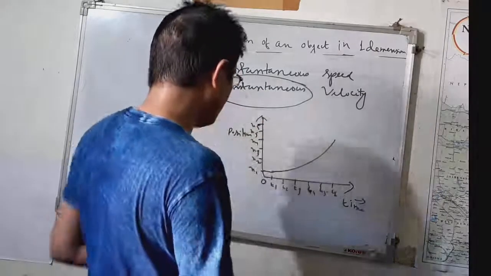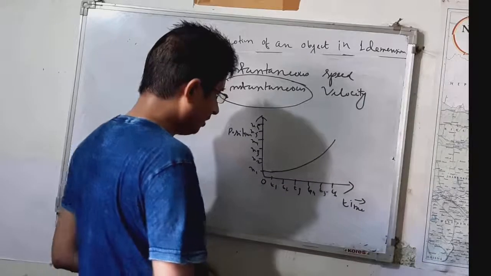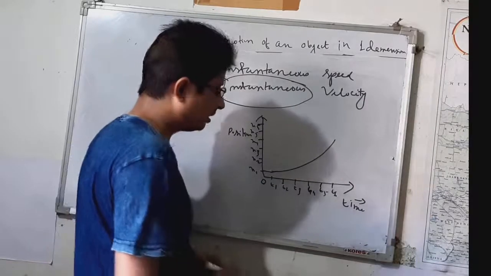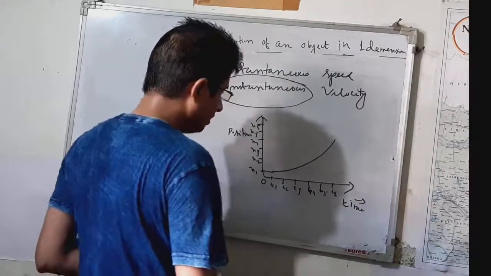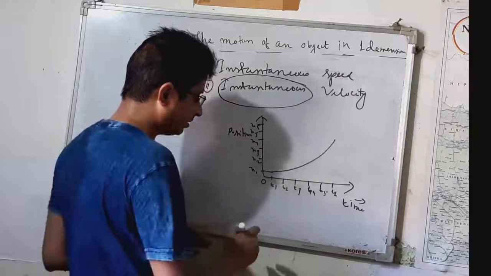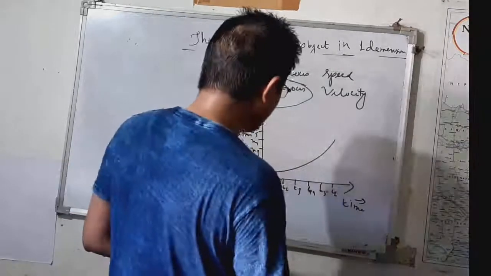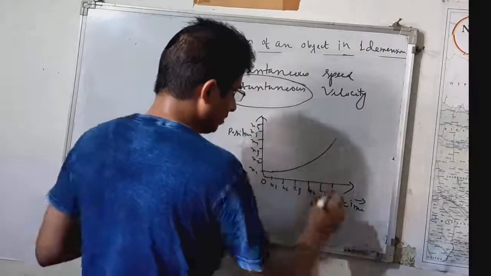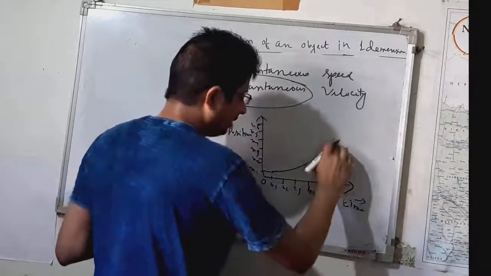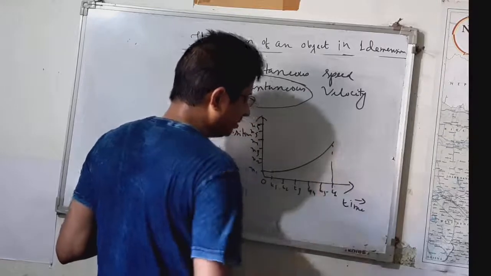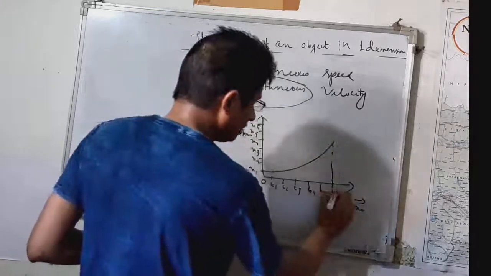Now, if we measure the average velocity, suppose I want to measure the average velocity for the time interval from 0 to t1, 0 to t6.